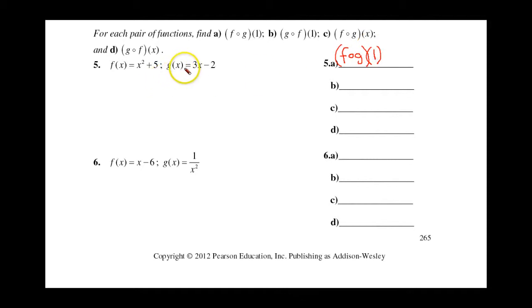So for here, we're going to put in a 1. So that's going to be 3 times 1 minus 2. So that's going to give us a 1. We now take the 1 and put it in here. So we get 1 squared plus 5. And that will give us a 6.